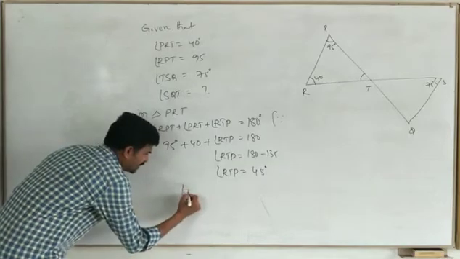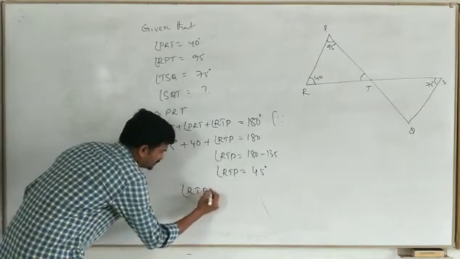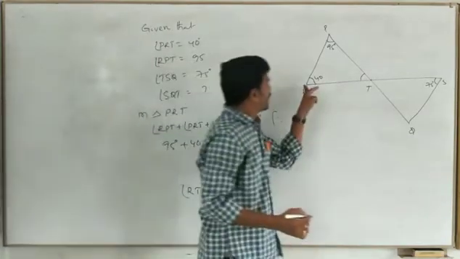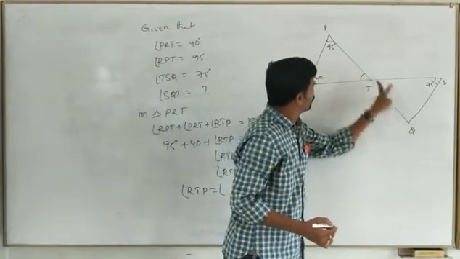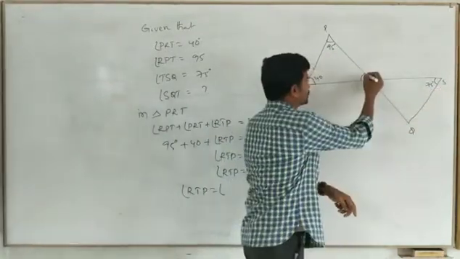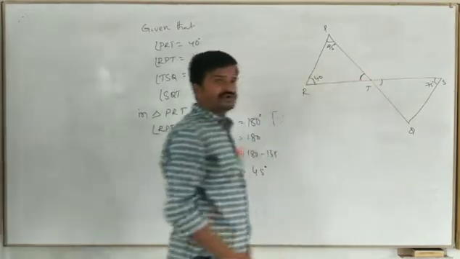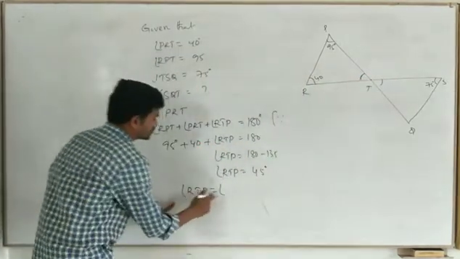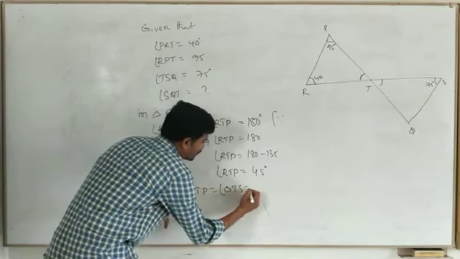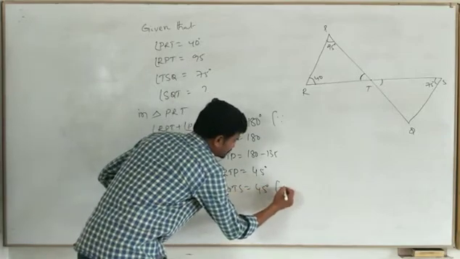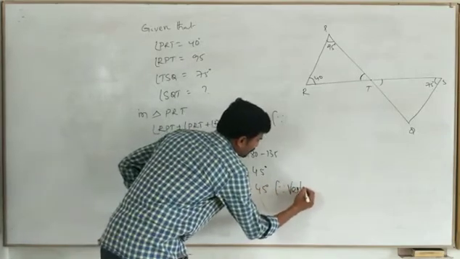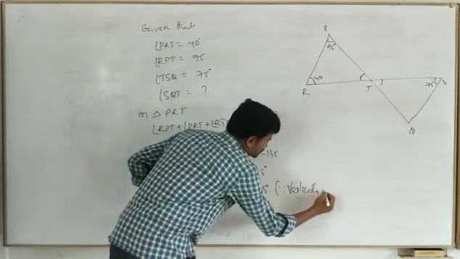So angle RTP equals angle QTS, because this angle and this angle are vertically opposite angles. Angle RTP is equal to angle QTS equals 45, since vertically opposite angles are equal.